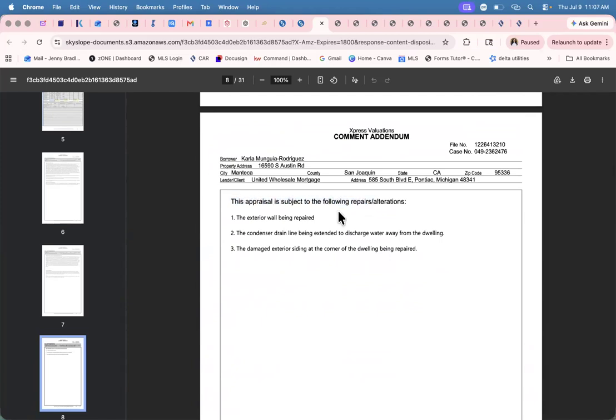This appraisal is subject to the following repairs and alterations. So these are the three conditions that the appraiser asked to get done prior to the close of escrow. So the exterior wall being repaired. There were some chips or something, I can't remember, but they just had a repaint over it. The condenser drain line being extended to discharge water away from the dwelling, which they fixed. The damaged exterior siding at the corner of the dwelling being repaired. So that was it. This was for an FHA loan. Okay.